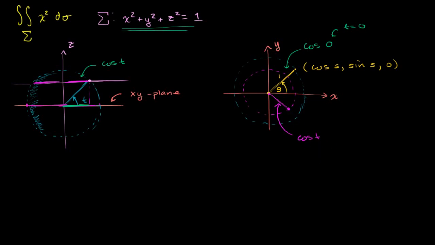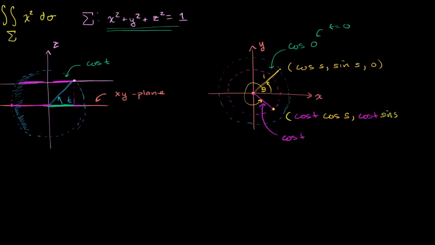So now our x-coordinate is going to be our radius, which is cosine of t, times cosine of s, how much we've angled around. In this case, s has gone all the way around, so it's going to be cosine of t times cosine of s. And then our y-coordinate is going to be our radius, cosine of t, times sine of s. Same exact logic here, except now we have a different radius. Our radius is no longer 1. Let me scroll to the right a little bit.